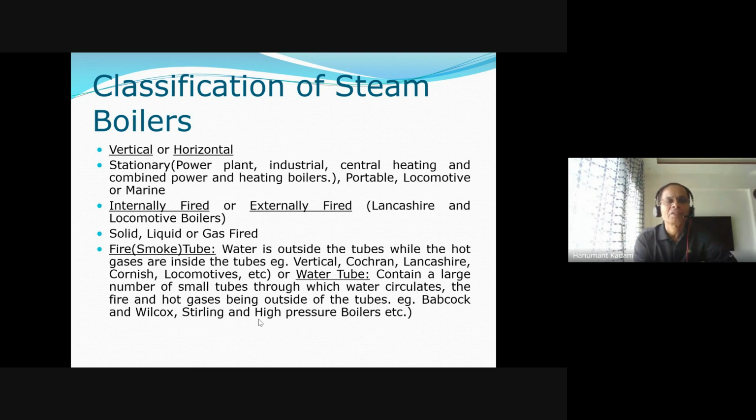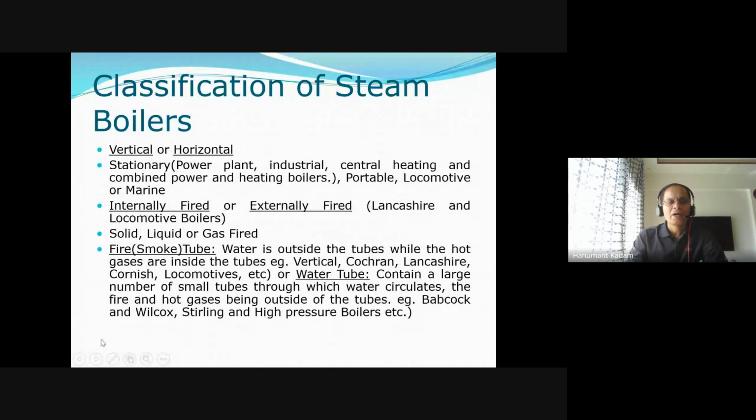There are classifications: vertical, horizontal, internally fired or externally fired, fire tube. So you can see here water is outside the tubes while the hot gases are inside the tubes. There are various types of these, and in our case we use water tube boilers, meaning water is inside the tube. Water tube boilers contain a large number of small tubes through which the water circulates, and the fire and hot gases are outside the tubes.